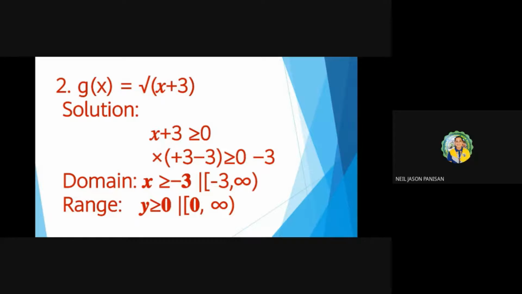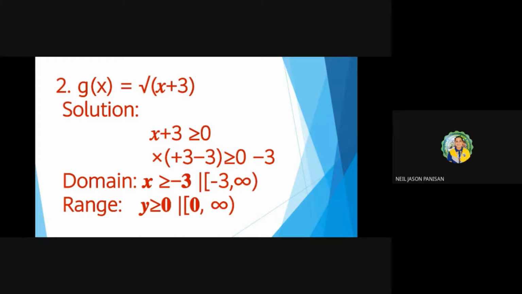So we will try to put -3 into the equation g of x is equal to the square root of x plus 3. So if we put that under the radical sign, -3 plus 3, the result is 0. Then extract the square root of 0, so that is 0. So meaning our range is now y is equal to or greater than 0. And for its interval notation form, we have 0 and positive infinity.